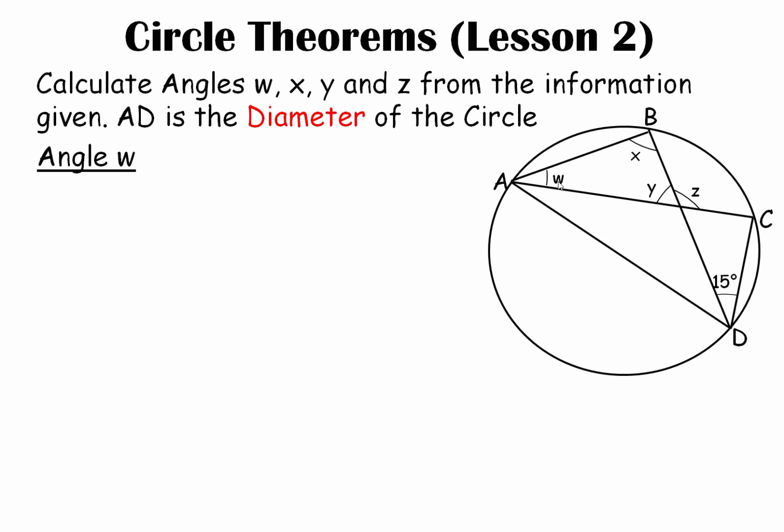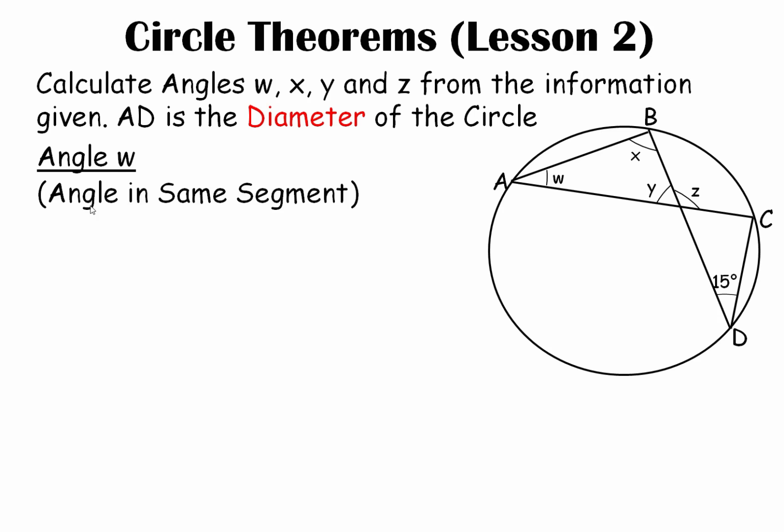In order to calculate the value of angle W here, we say angles in the same segment. So we will consider point B and point C as the points that share this circle into two segments. The major segment will be the one in which we have point A and point D. So the angles that are formed there must be equal. So angle W is equal to 15 degrees because they are formed in the same segment. So angle W is 15 degrees.